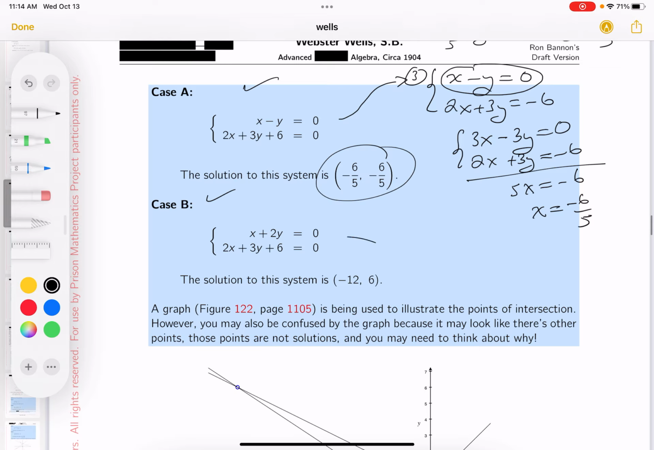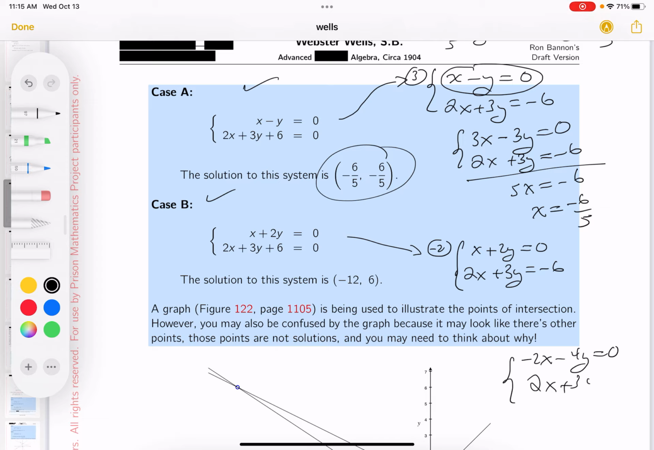And again, the way I like to write them down is put them in order. And what do you get over here? x plus 2y is equal to 0. 2x plus 3y is equal to minus 6. I'm going to multiply the top equation by minus 2. And what would you get there? Let's write this down. You get minus 2x minus 4y is equal to 0. And then you get 2x plus 3y is equal to minus 6.